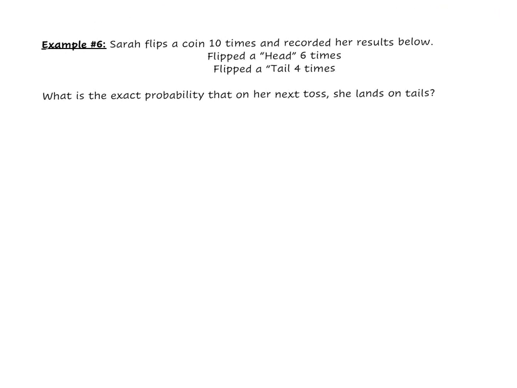So now we're back to Sarah. Sarah flips her coin, and we want to find the exact probability that she will get tails on her next toss. Well, we know the theoretical probability of her landing on tails is 1 out of 2. So let's see if that happened to her. She flipped the coin 10 times and got tails 4. So the chances that she gets tails again would be 4 out of the 10.